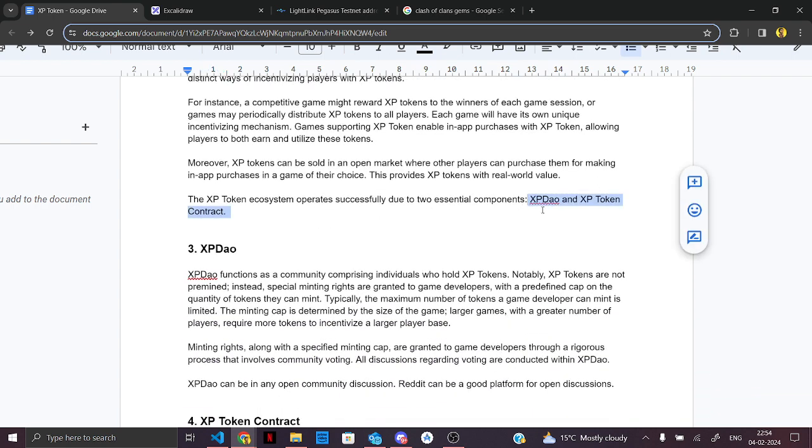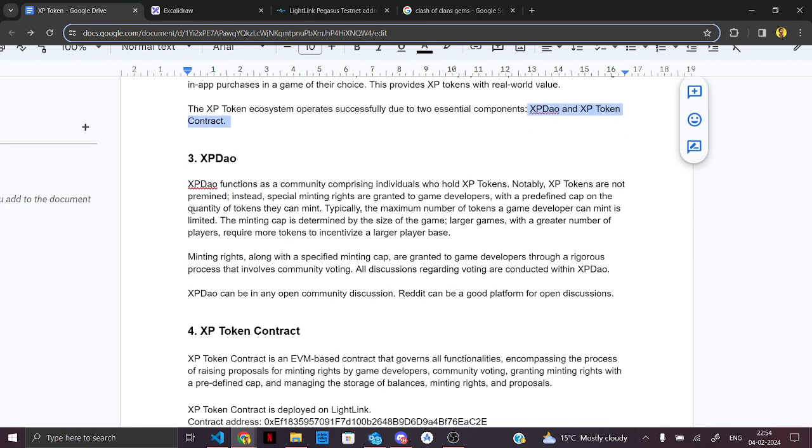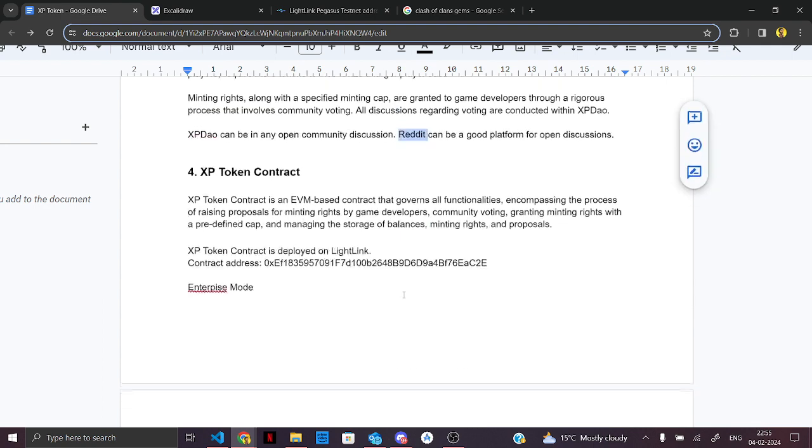It is made up of two essential components: XPDAO and the XP token contract. XPDAO is an open source community discussion, because in the XP token ecosystem there'll be voting. We'll be explaining why there'll be voting later. But for these community votings, there'll be some community discussions, of course. For these there'll be XPDAO, and for open discussions, Reddit can be a good platform, Discord can be a good platform, or any other platform.